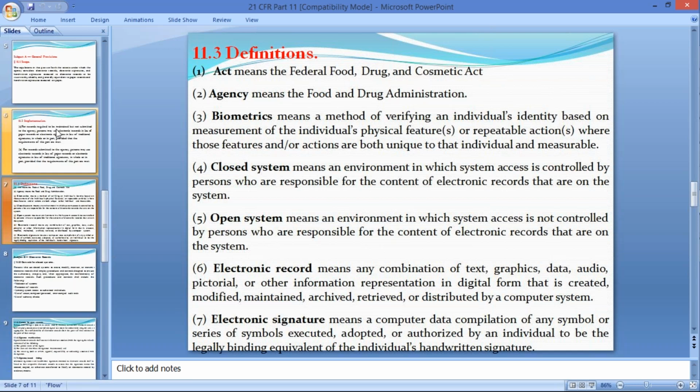Open, closed. Closed means whoever is responsible for the record, they only have access to the data. Access will be given and controlled by them. Closed is the environment where the system is controlled by only one person, whoever is responsible for the record. Open is where the person responsible for the content is one person, but it is open to different persons.